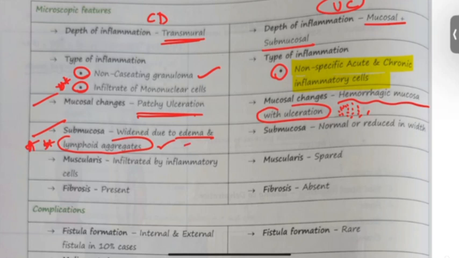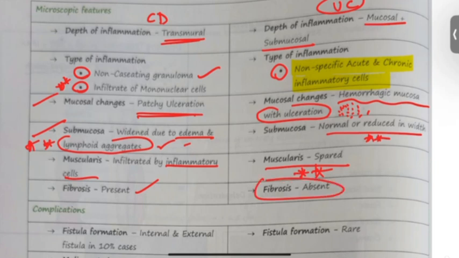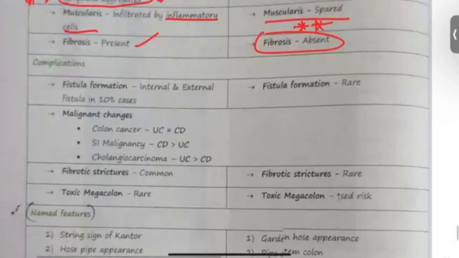Here submucosa usually will be normal, reduced in width. Okay, muscularis is infiltrated by inflammatory cells, that is mononuclear cells. Here muscularis and rest every serosa, nothing is involved. Fibrosis is present in case of Crohn's disease because of transmural involvement. Here fibrosis is absent. Okay, what are the complications now?